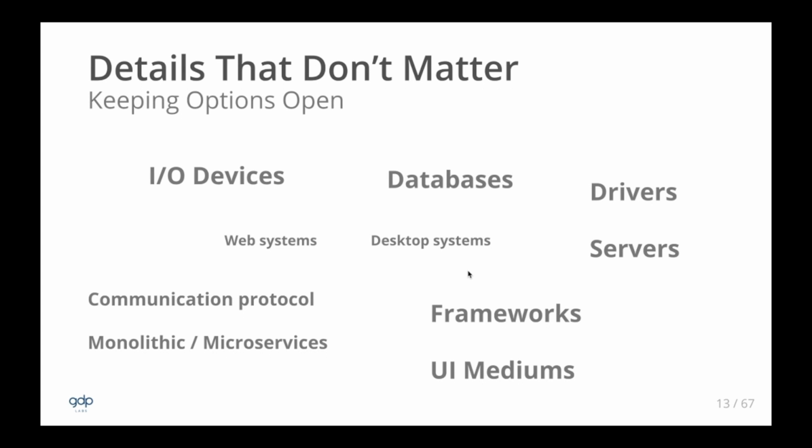What options are we talking about here? It's the details that do not matter. For example, databases. For your architecture, it should not matter if you use MySQL or Postgres. I/O devices. It doesn't matter whether you use punch cards or magnetic tapes or hard disks or cloud. Servers. AWS, GCP, even on-premise. It should not matter to your application. You should keep your options open.